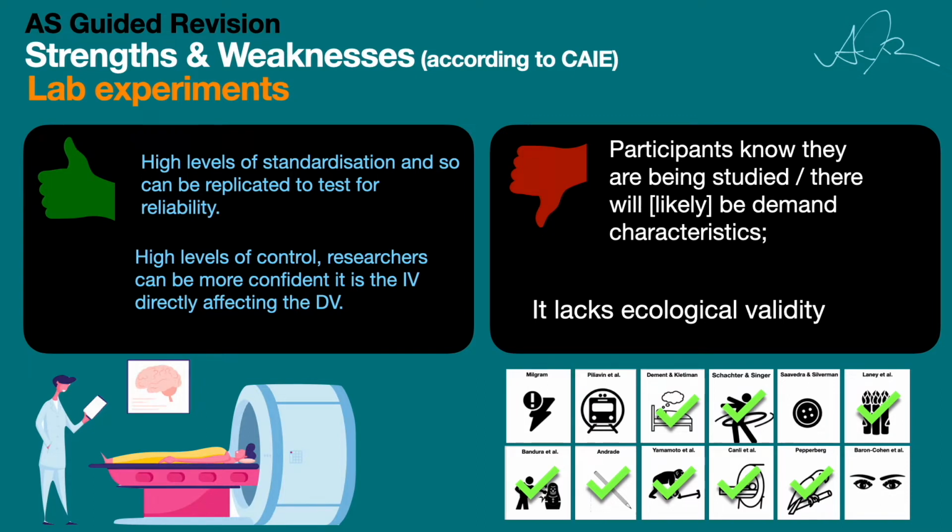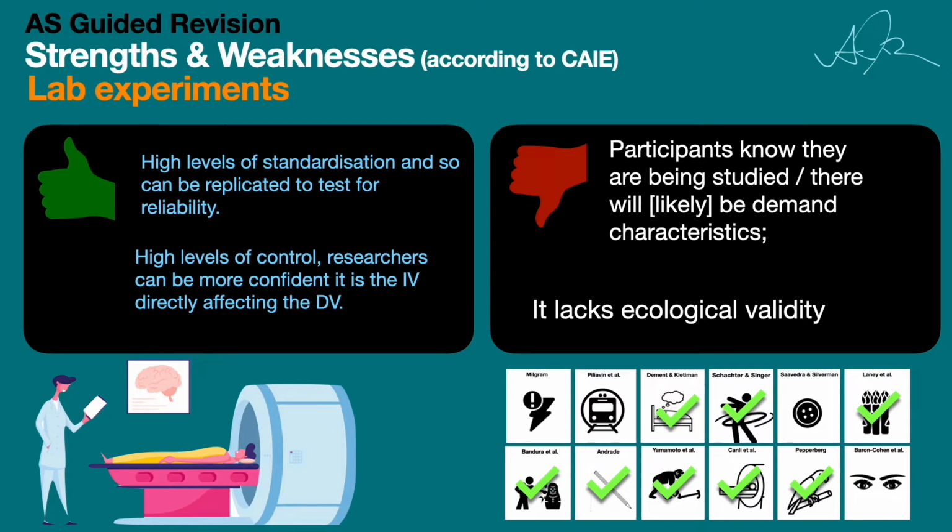Now, of course, a lab is a highly controlled environment, so it's going to have a lot of control of IV over DV, and there's a lot of standardization. Now, those kinds of things go hand in hand, but remember, standardization is about reliability, and control is about validity. So usually pretty good reliability and validity because of those.